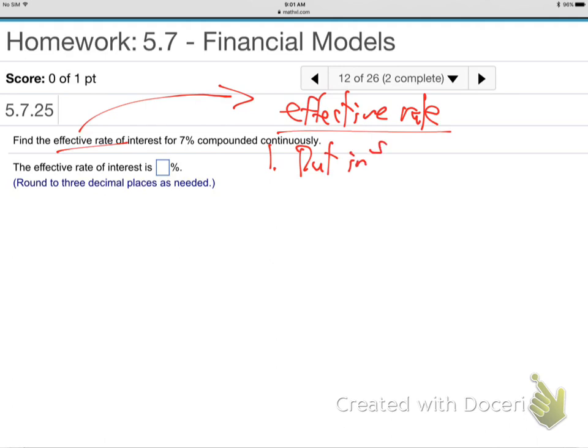Put in $1 for 1 year, right? So that's the P. I should have said P there. Okay, so P, let's just do it that way. P equals $1 for T equals 1 year. So just put in $1 for 1 year. Find out what happens to $1, right?